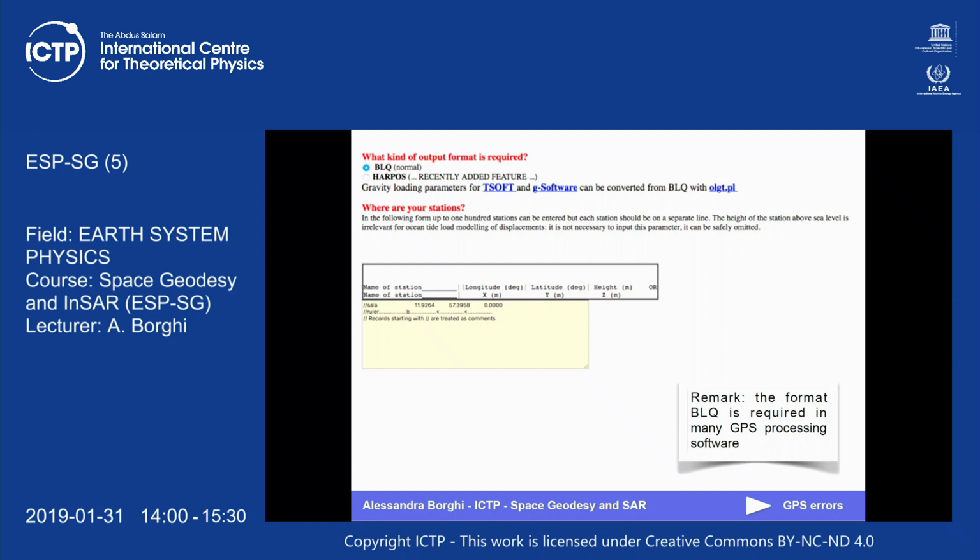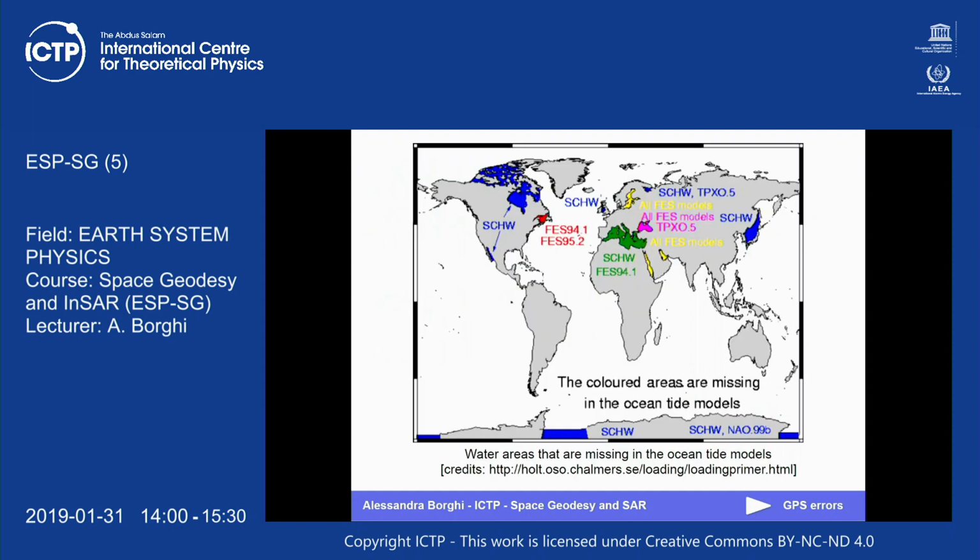If for some reason you want to change the model, because you think that a new ocean loading model is better, you can change the file, but you don't have to update this file very often. Okay, this is some information.